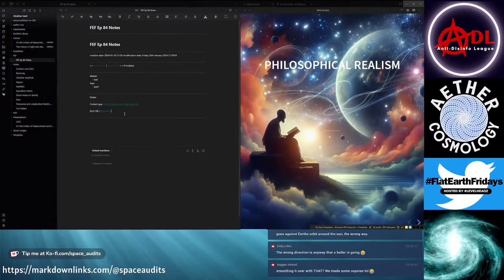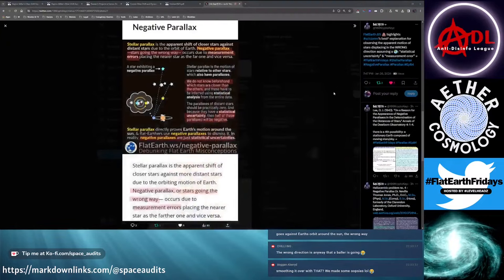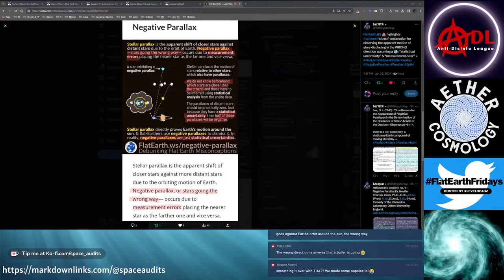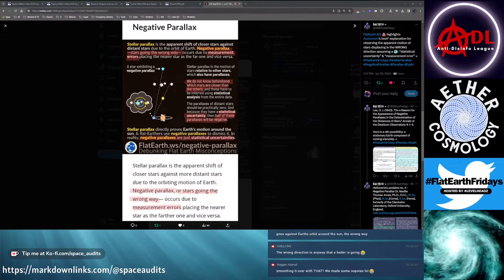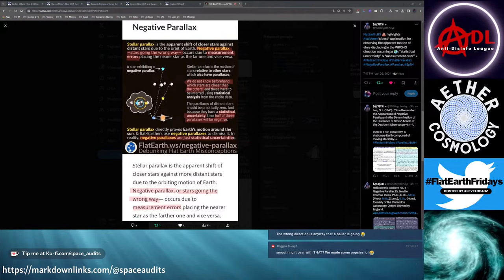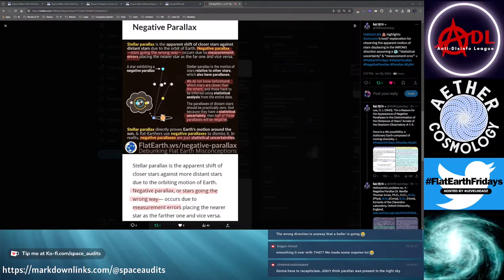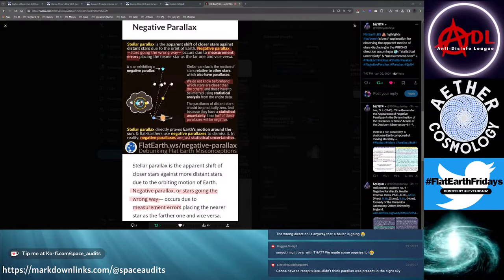So it continues. Stellar parallax is the motion of the stars relative to the other stars. We do not know beforehand which stars are closer than the others. According to Globe Earth and SciComm, they don't know. These have to be inferred using statistical analysis from data. Parallax of distant stars should be practically zero. So they say, hey, we actually shouldn't really see any displacement of stars because we told y'all that they're trillions of miles away.